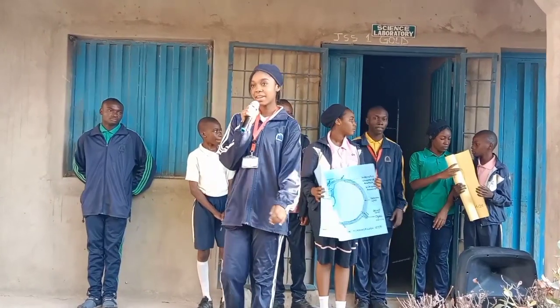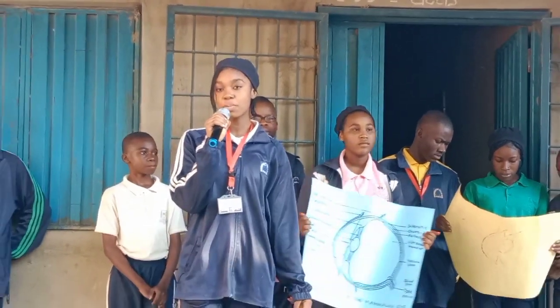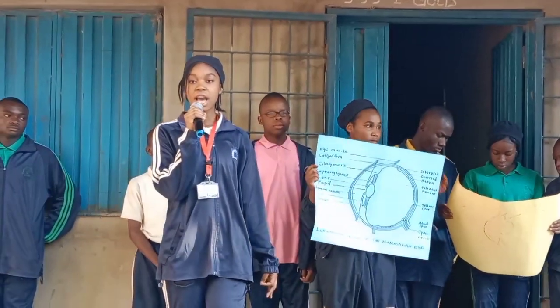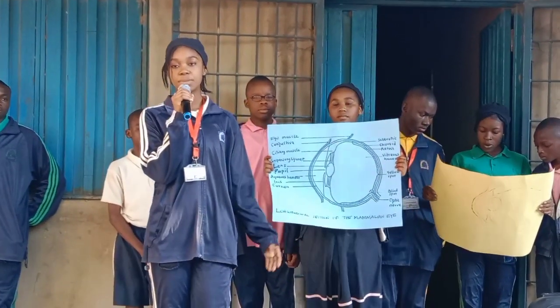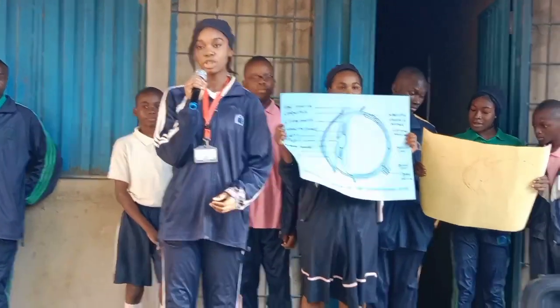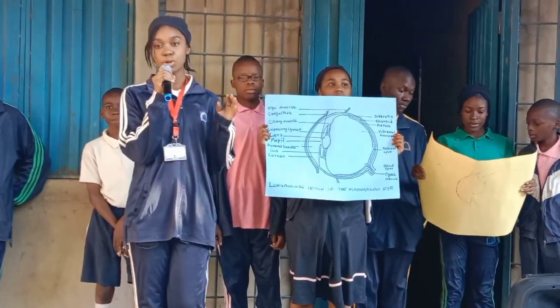We have eye defects. Eye defects are problems which affect the eye. They include: 1. Presbyopia, 2. Myopia or short-sightedness, 3. Hypermetropia or long-sightedness, and 4. Astigmatism. 1. Presbyopia. Presbyopia is a condition by which the eye lens has lost its elasticity. It is mostly common with old people.